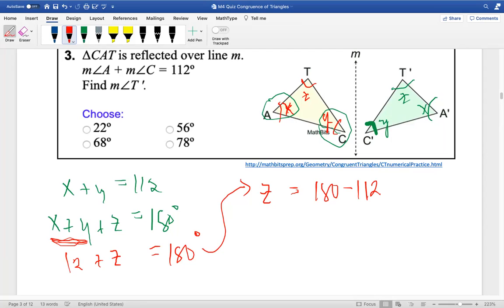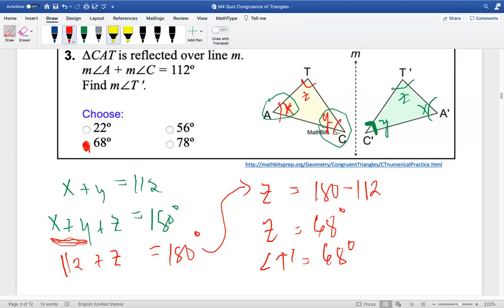This is just equal to 68. Okay, here we go. So Z is equal to 68 degrees. Now, since Z is equal to 68 degrees, and T prime is the corresponding part or angle of T, angle T, therefore this is also Z, as we deduced a while ago, and therefore the measure of angle T prime is also equal to 68 degrees, since they're congruent. Therefore, the answer here is 68 degrees.